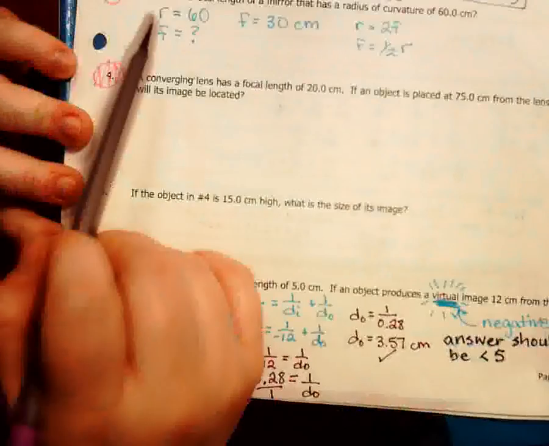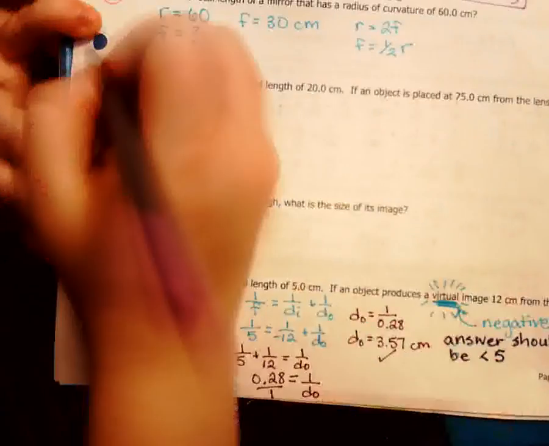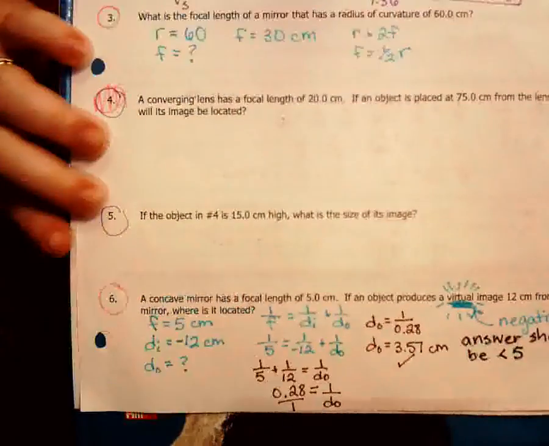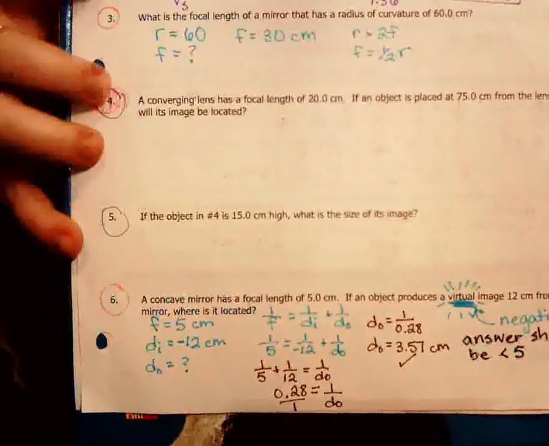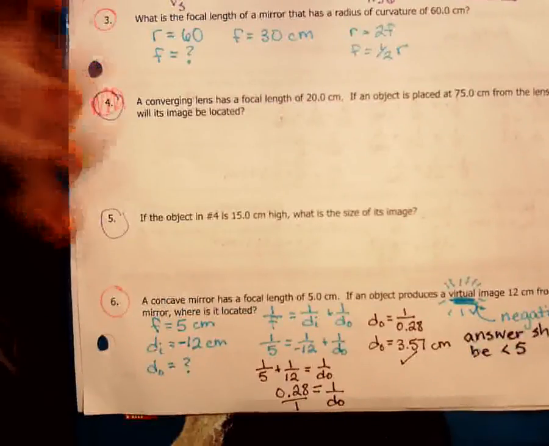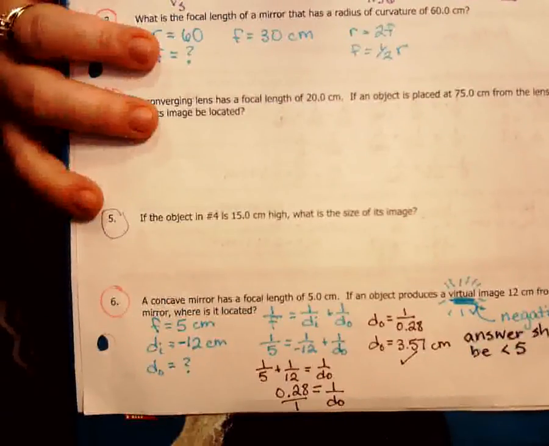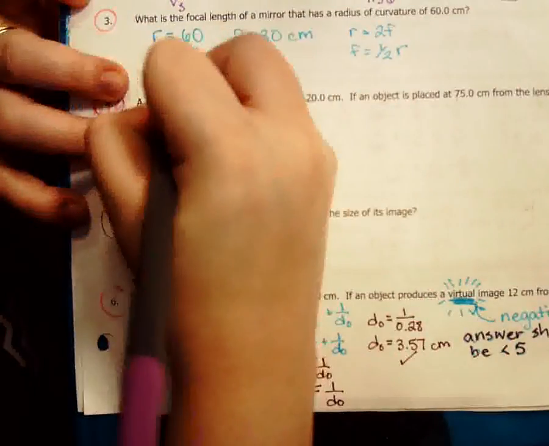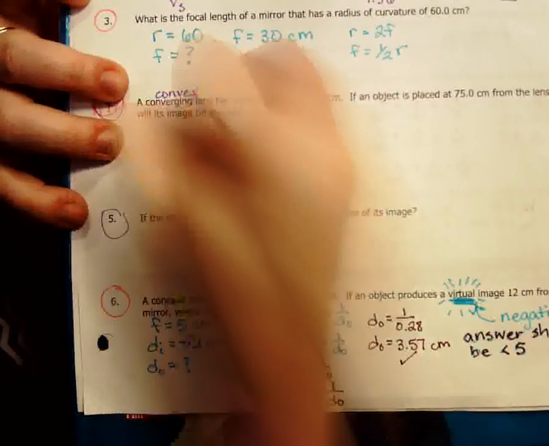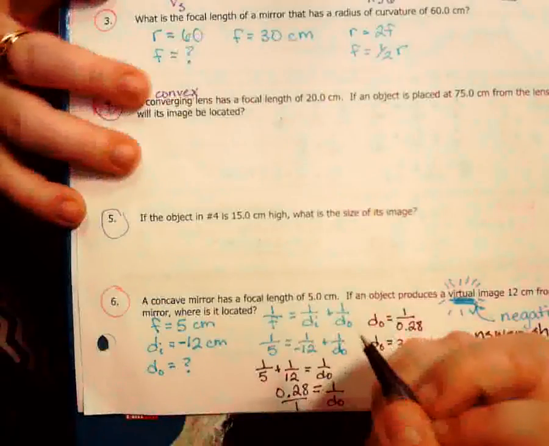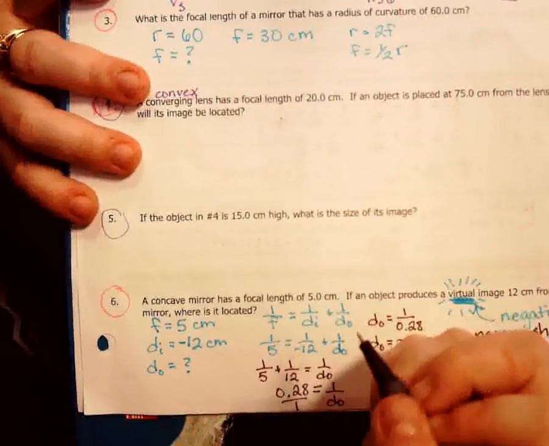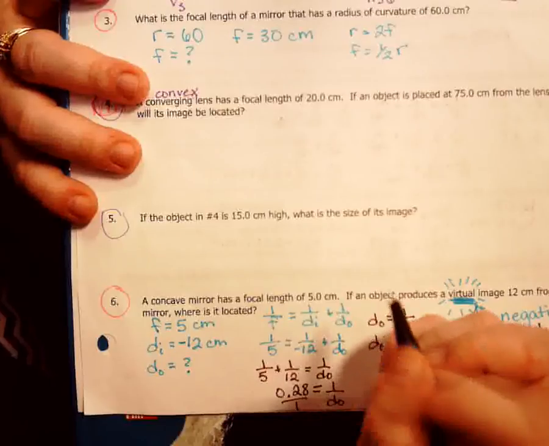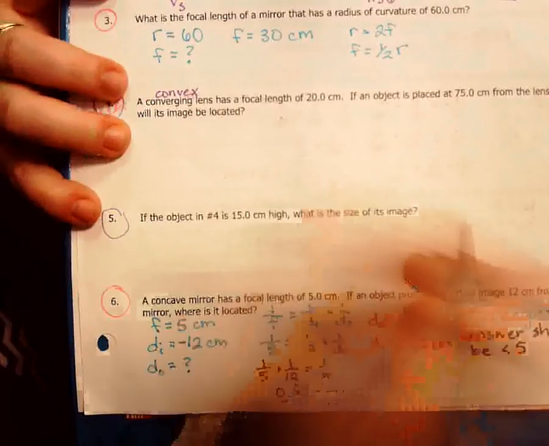Number 3 in the packet is just talking about the thermodynamics of the mirror. Down here, numbers 4 and 5 are talking about lenses, but the math works exactly the same as it did for mirrors. So, a converging lens, for the record, a converging lens is a convex lens, has a focal length of 20 centimeters. If an object is placed at the 75 centimeter line from the lens, where will its image be formed?